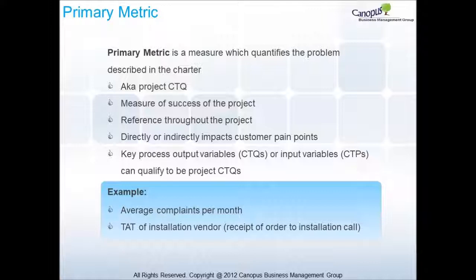Key process output variables, which are the CDQs of a process, or input variables, which are the CDPs of a process, can qualify to be project CDQs. For example, average complaints per month, turnaround time of installation vendor, or receipt of order to installation call.